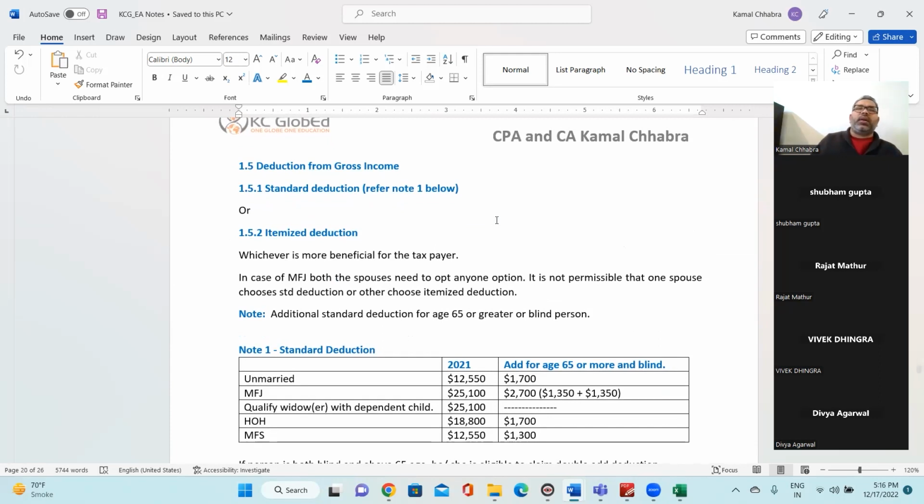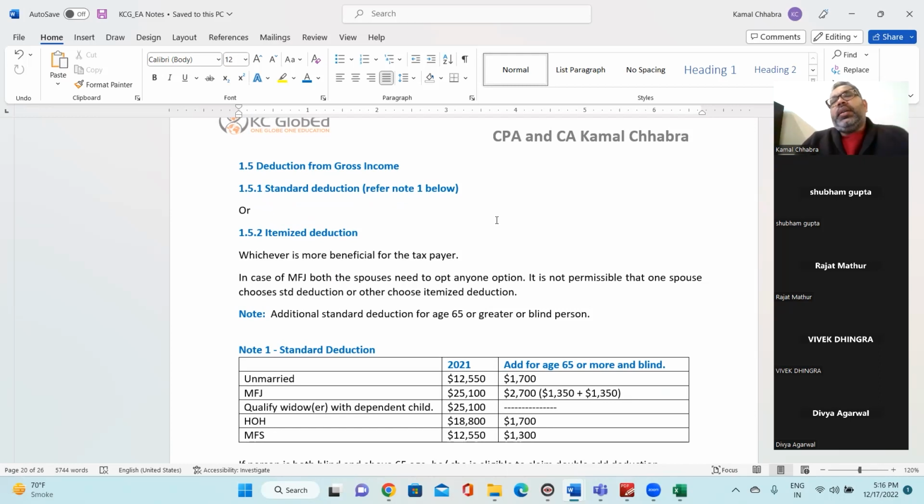Like we discussed earlier also, there are two types of deduction. One is standard deduction, and the second one is itemized deduction. You can choose either standard deduction or itemized deduction. You cannot choose both the deductions, right?